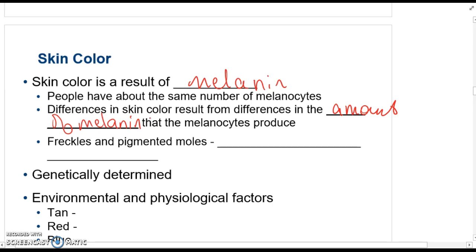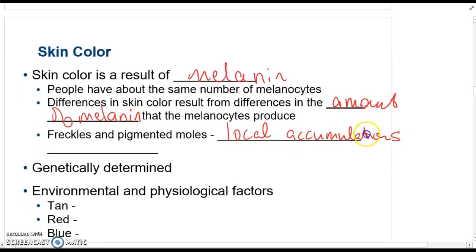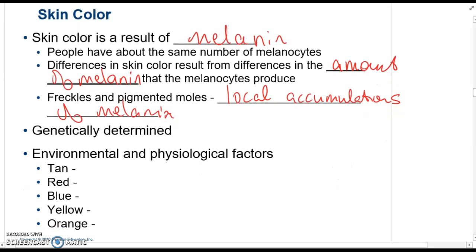So freckles and pigmented moles are just local accumulations of a bunch of melanin in one place, basically. And that's genetically determined, meaning it's passed on from information from both your mom and your dad. So there are things that are environmental, things that you're exposed to, and then physiological. This has more to do with a genetic component.